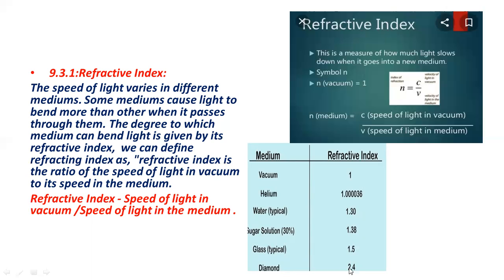And as I told you, the greater the refractive index, the slower the speed of light in that medium. So in which medium is the speed of light the fastest? In vacuum, because its refractive index value is the smallest. The highest value is for diamond. The speed of light in diamond is the least, because the greater the refractive index, the lesser the speed of light in that medium. If we compare glass and water, the speed of light in glass is lesser than in water, because the refractive index of glass is greater than water.